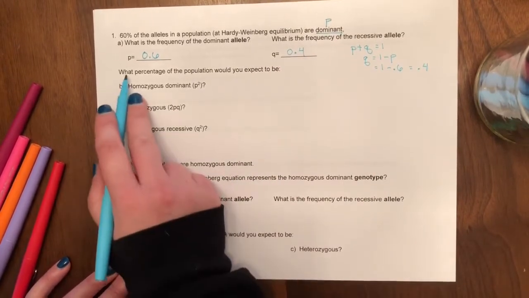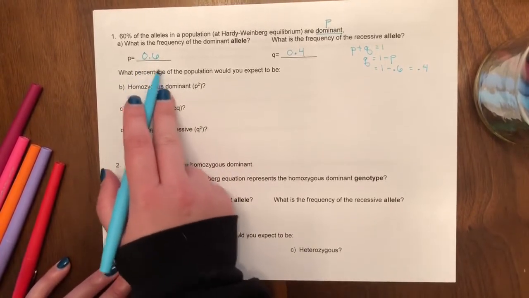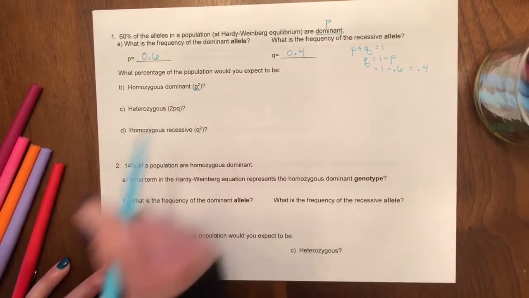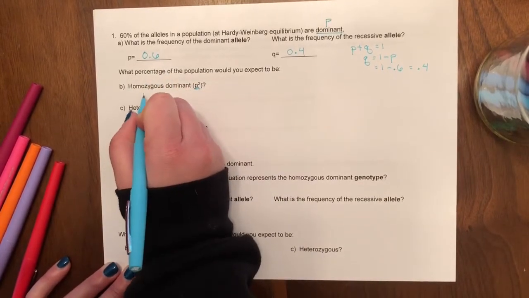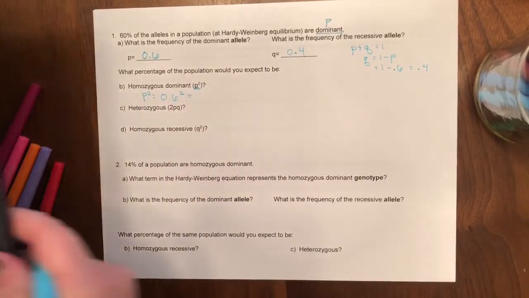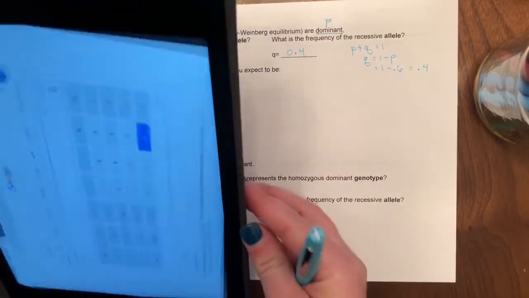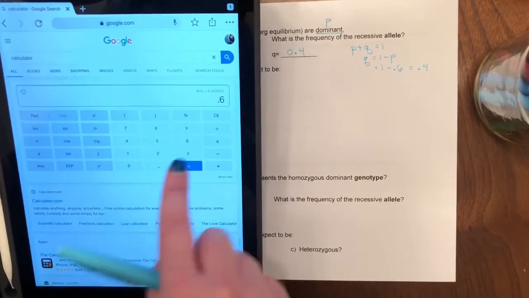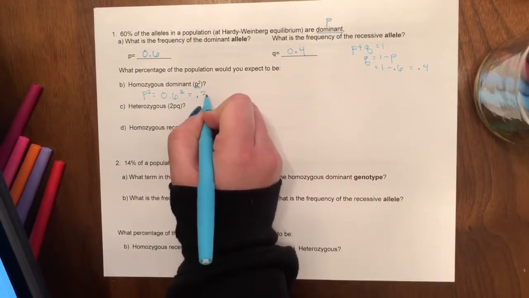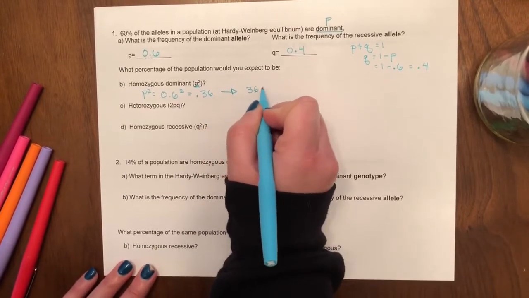Not so bad. Now we're going to want to answer all these questions in percents, not as frequencies. What percentage of the population would you expect to be homozygous dominant? Hopefully the question even reminds you that that's P squared. Well, we just plug and chug. So P squared is 0.6 squared. And like I said, it's always a good idea to double check your math on these decimal problems because you never know. So 0.36, but it wants it as a percentage, so we need to write this as a percentage, 36%.